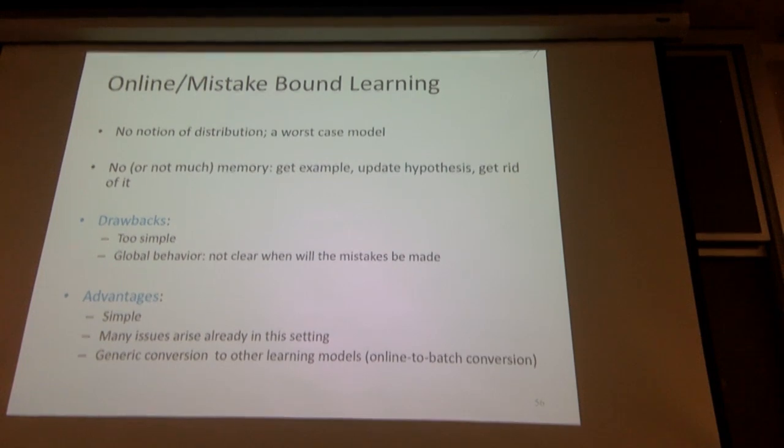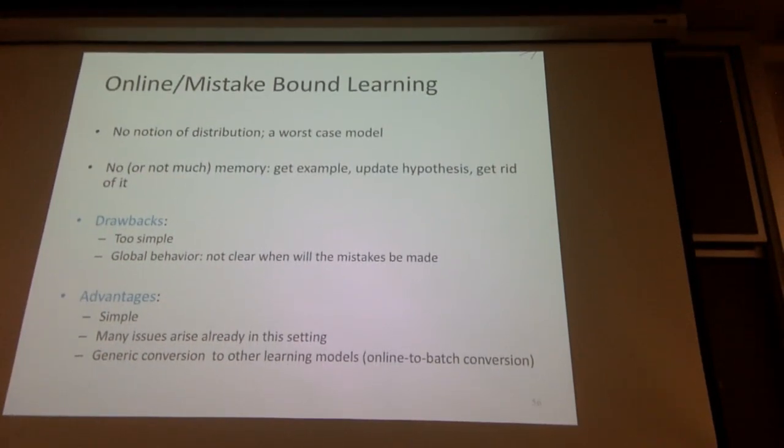But the advantage of this framework is that it's simple enough that it allows us to do some analysis, and even in this really, really simple game, there are interesting issues that arise. We will be able to prove that some concepts are unlearnable. And it turns out that there are generic methods to convert any mistake-bound or online learning algorithm into an algorithm with generalization guarantees. So if you can invent an algorithm in this setup, you can inject generalization guarantees into that algorithm.